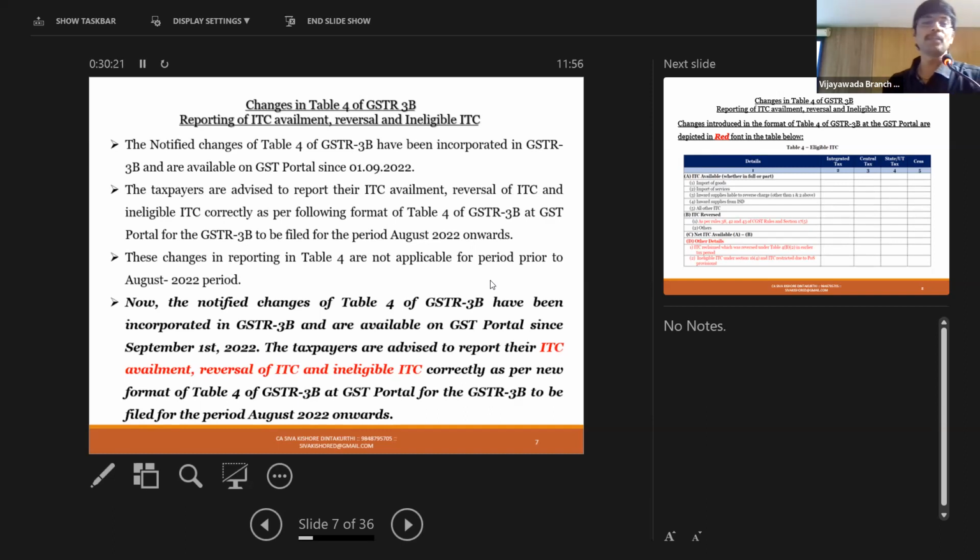And they are available on GST portal since September 1st, 22. The taxpayers are advised to report their ITC availment. In which tables do you avail? 4A1, 4A2, 4A3, 4A4, 4A5. Reversal. What is reversal? How many reversals are there? See, I'm asking the questions to you just to confirm that you have not slept.